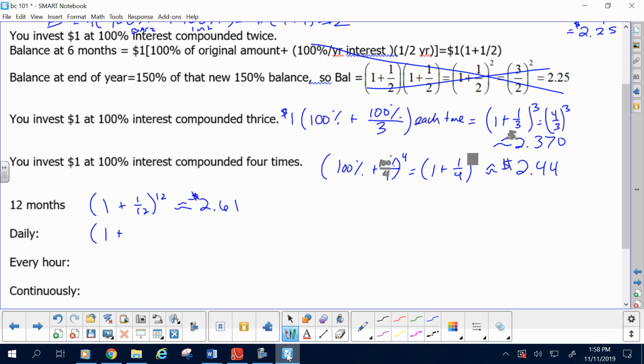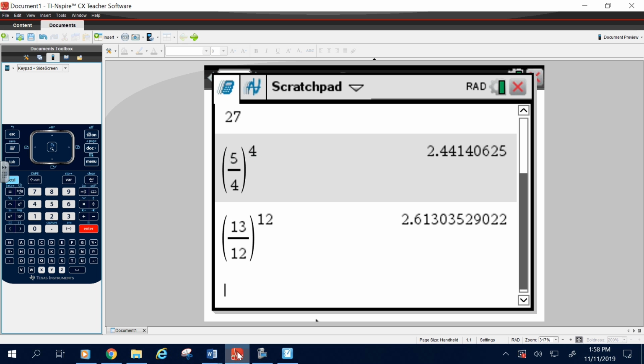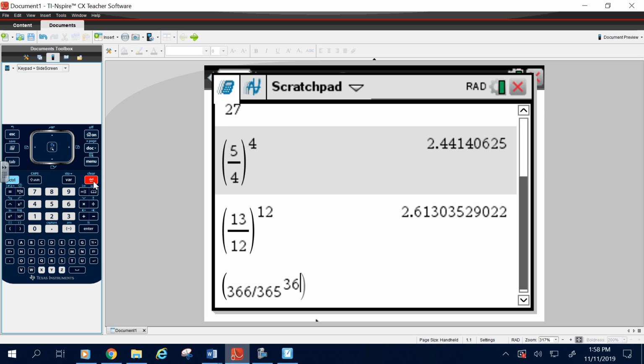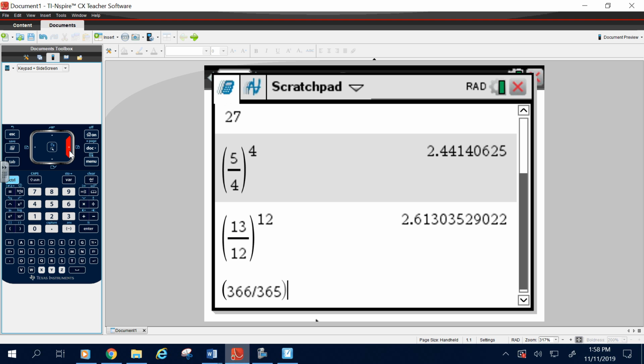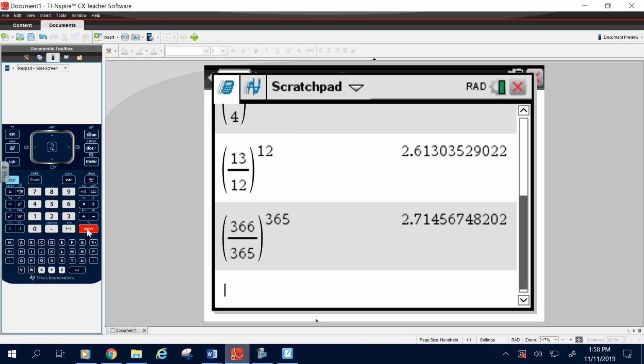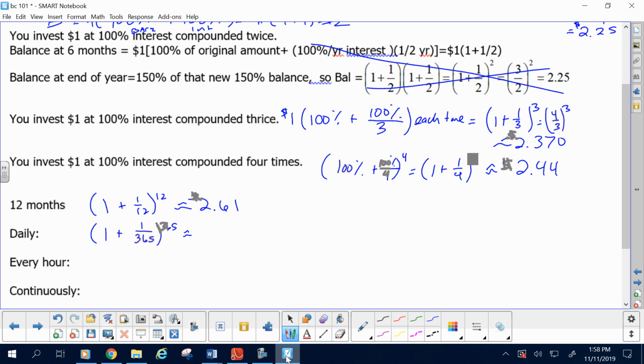Well, let's see. What if you compounded daily? 1 plus 1 over 365, to the 365. So that is 366 divided by 365, oops, darn it, to the 365. That's 2.714. It's still growing, but it's not growing as fast. Yeah? It went up by, originally 25 cents, but now it's only going up about 7 cents, 10 cents.